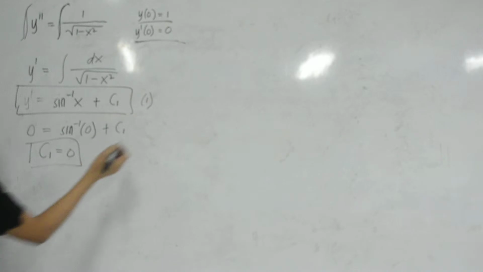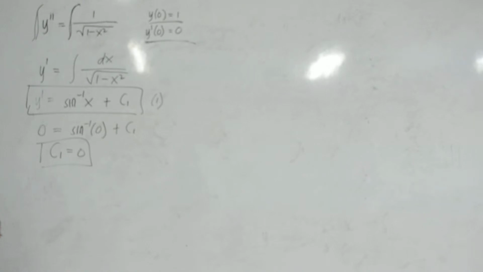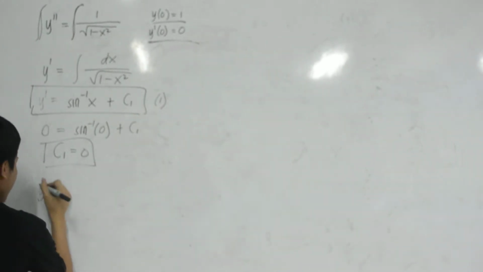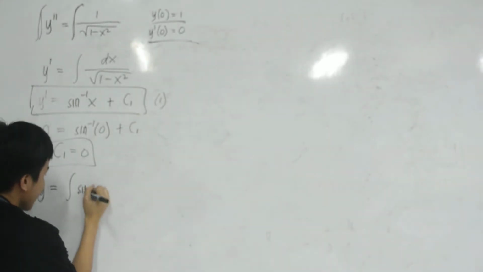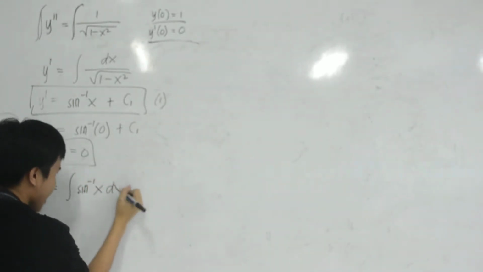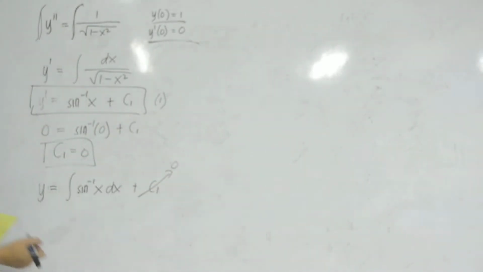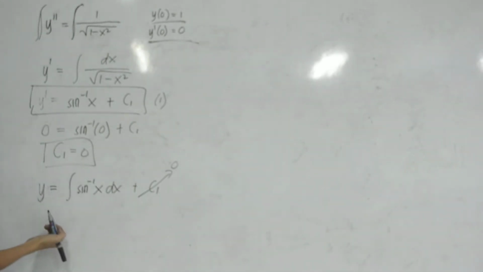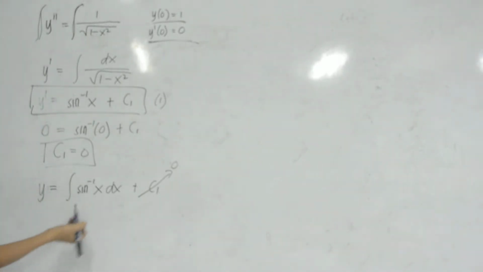So going back to equation 1, since c1 is already 0, we can solve now for y by integrating both sides again with respect to x. So we have y is equal to the integral of sine inverse x dx plus c1, which is equal to 0. So we will use integration by parts to solve for the integral of sine inverse of x.